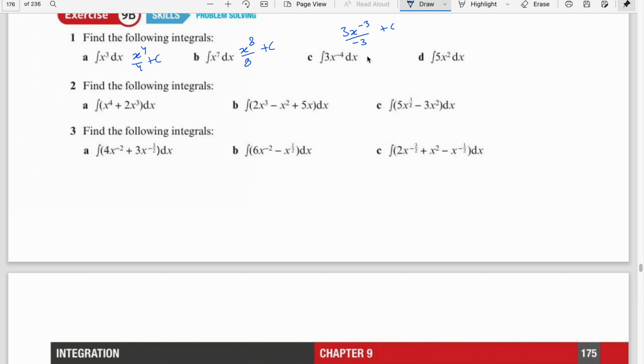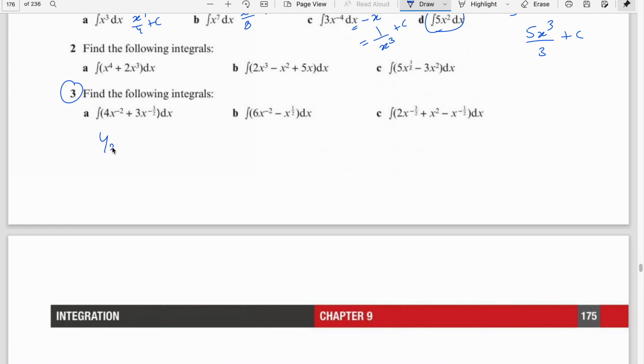Let's try question number 3. This is 4x^-2. So 4x, when you add 1, this is minus 1 over the new power, plus 3x^(-1/2). When we add 1, that is positive 1/2, and divide by the new power plus c. Simplification: minus 4 by x plus 6x^(1/2) plus c. C part.